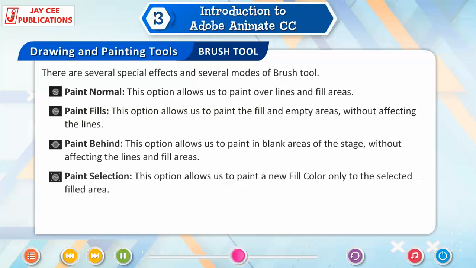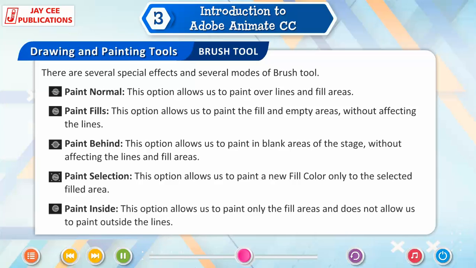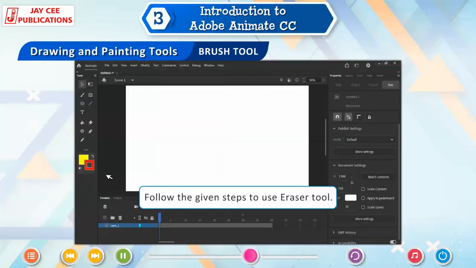Paint selection. This option allows us to paint a new fill color only to the selected filled area. Paint inside. This option allows us to paint only the fill areas and does not allow us to paint outside the lines. Follow the given steps to use the Brush tool.